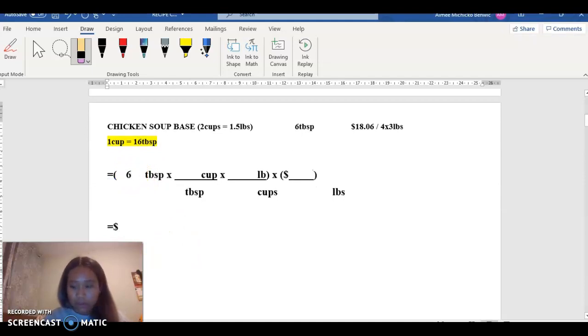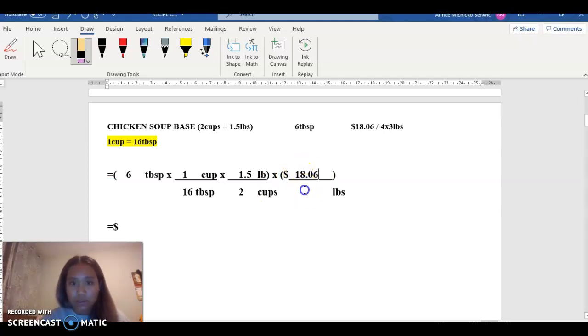item, we have 6 chicken soup base. So 6 tablespoons here. In 1 cup, there's 16 tablespoons, based on our unit conversion class last time. So we have to go to pounds, so we have to convert further. We're going to use this weight equivalency: 1.5 pounds and 2 cups. Then just copy the price.